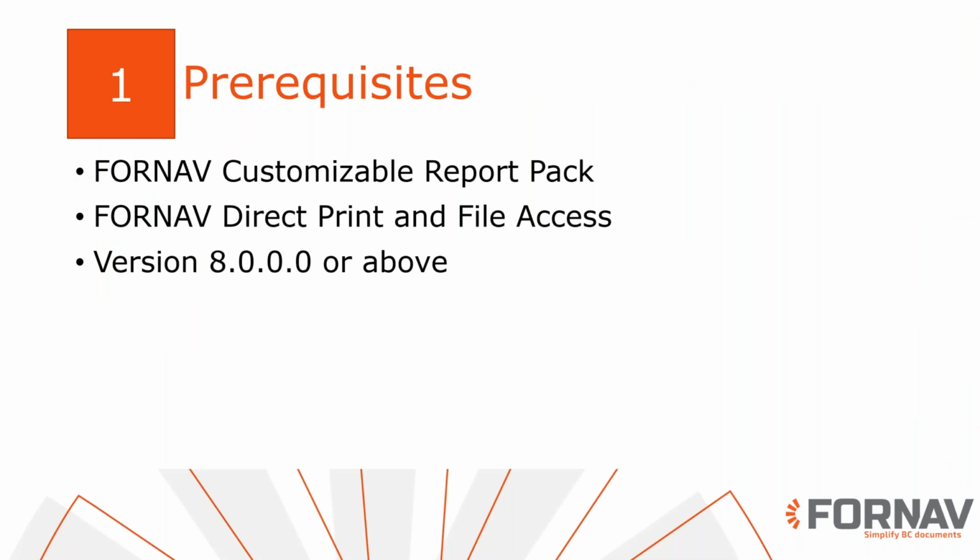Today I will be working in the Business Central on-premise server with the Business Central 2025 Wave 1 release. I've installed the FORNAV customizable report pack and I've executed a step-by-step wizard from the assisted setup to get started. The FORNAV features I will demonstrate today will only be available in FORNAV 8.0 and above. I've installed the FORNAV Direct Print and File Service, which is part of the FORNAV Toolbox. You can download the FORNAV Toolbox from the FORNAV website. And of course, everything I do today will also work in a cloud environment.